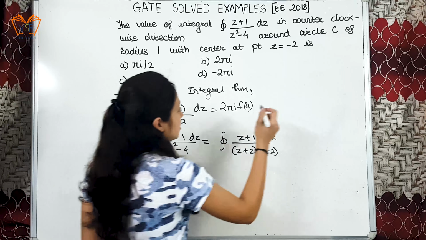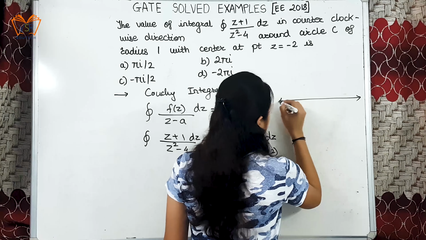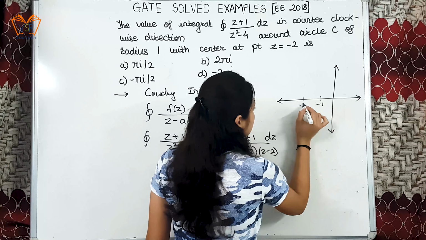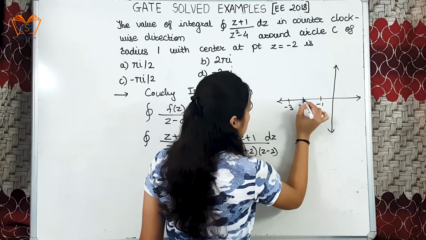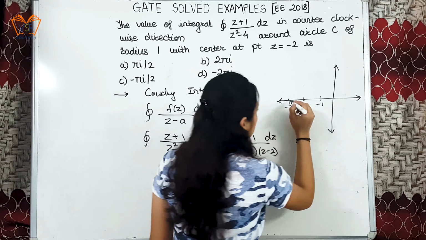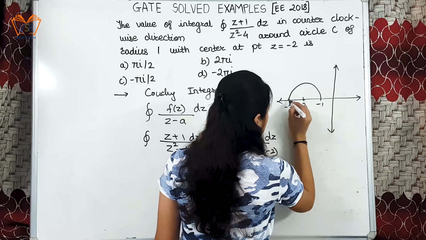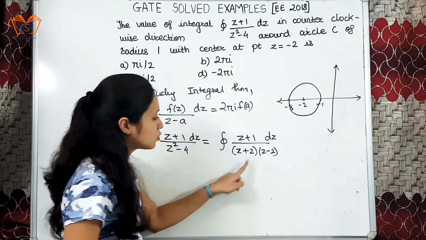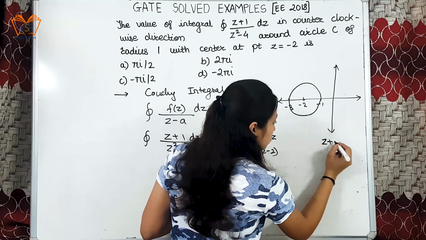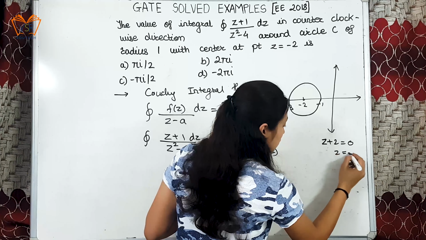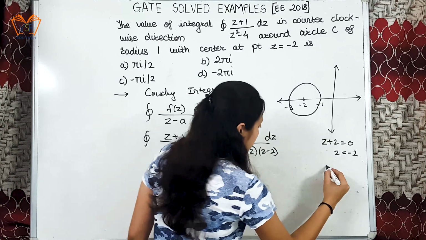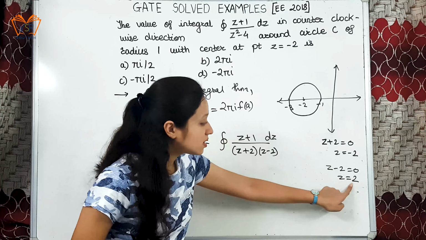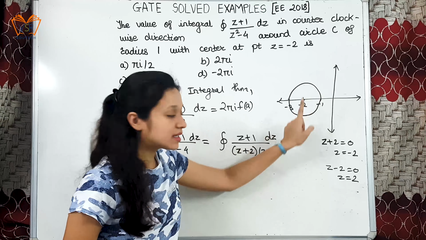Now let us draw the circle by the given conditions. As the center given to us is -2, and the radius is 1, the circle will be within -1 and -3. And the factors given to us are z + 2 = 0, that gives z = -2. And z - 2 will give us a root that does not lie on or inside the circle.